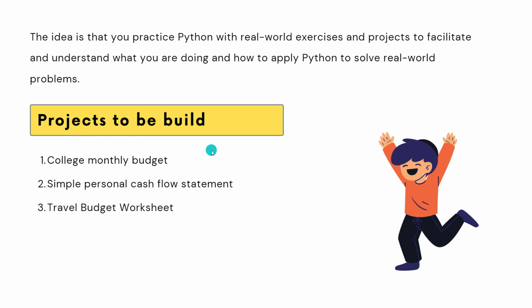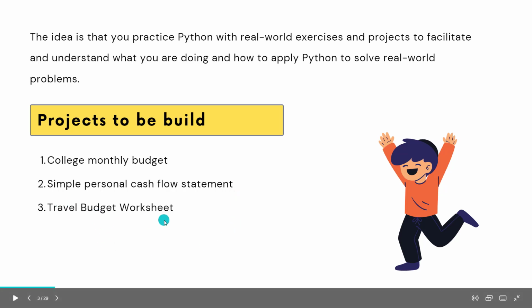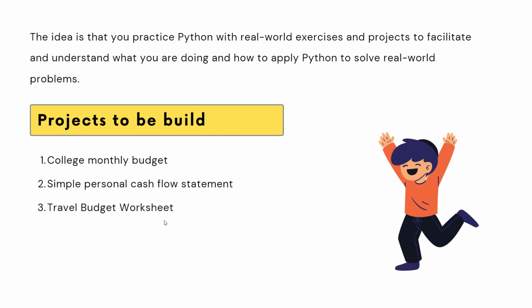By the end of this playlist, we are going to build these three mini projects. The first project is all about a college monthly budget, and you're going to work on a simple personal cash flow statement, and also a travel budget worksheet. You are going to work on these three interesting projects if you follow this playlist till the end. First we'll work on the exercises and then we'll go to the projects.